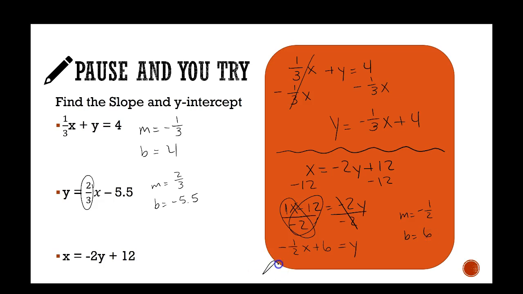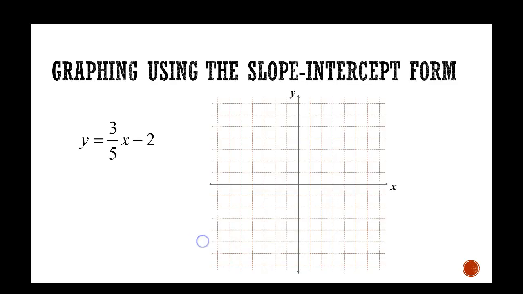Now coming back over here to the slope, if you wrote negative x over 2 plus 6, that's fine as long as you understand that there's a 1 there and that your slope is going to be the negative 1/2, not x over 2. Okay? All right, very good.